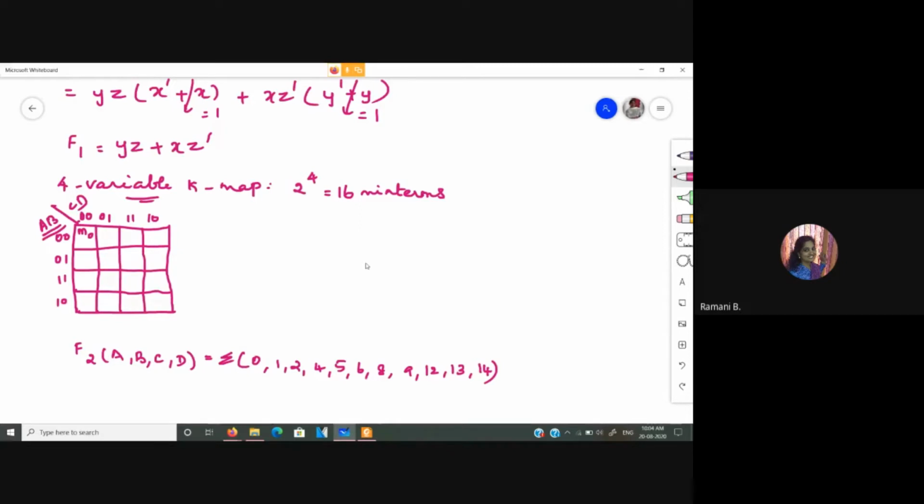So M0 is nothing but A, B, C and D all are 0. So it is A bar, B bar, C bar, D bar. Likewise, this is A bar, B bar, C bar, D. This is M1. This is M3. This is M2. This is 0, 1, 0, 0. So M4, 0, 1, 0, 1 is 5. 0, 1, 1, 0 is this. So 6, 0, 1, 1, 1 is 7.